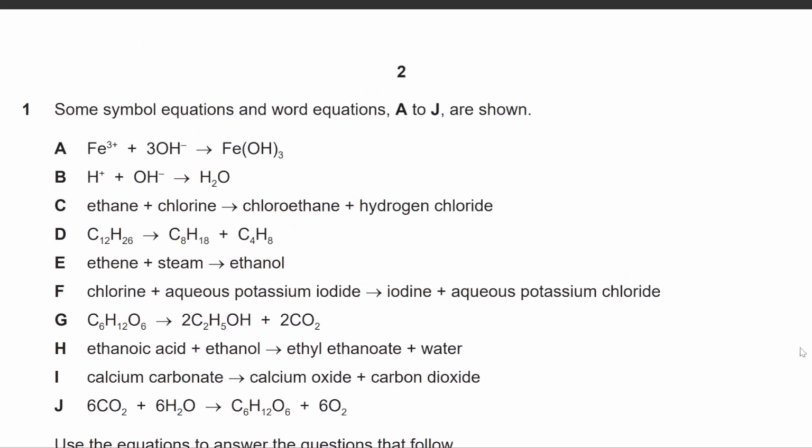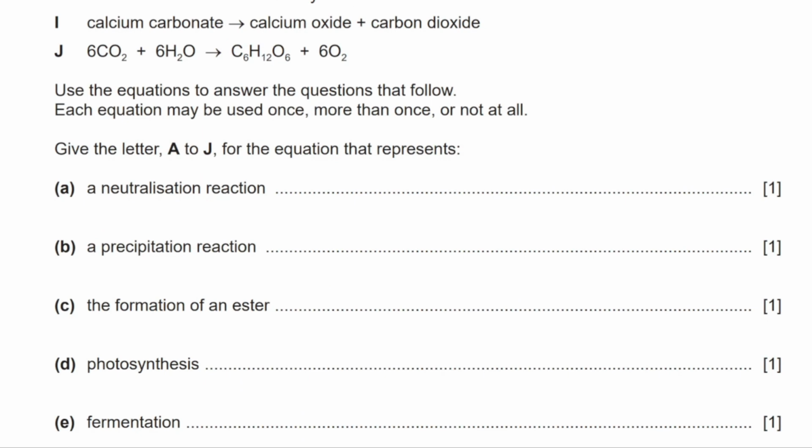Now when we go through the options, as we can see, our answer would be B, and that's because we can see H plus is an acidic ion and OH minus is a basic ion, and they form a neutral compound which is H2O, also known as water. So our answer for part A would be option B.